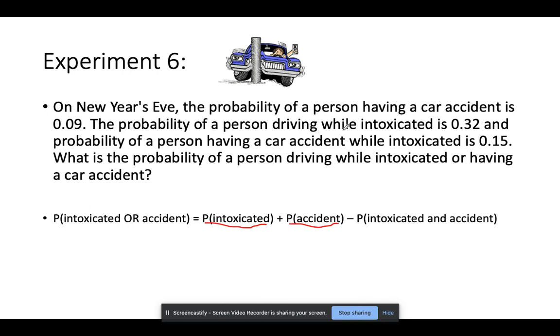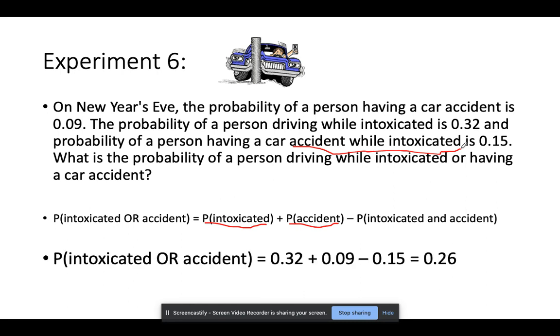But when you look at this, it doesn't say the probability of a person having a car accident and intoxicated, but it does imply it because it says accident while intoxicated. Those two things are occurring at the same time. And that's what the 0.15 is. So when you plug your numbers in, we don't have to find any fractions. We just take the decimals, we add it up, and we see there's a 26% chance of that occurring.